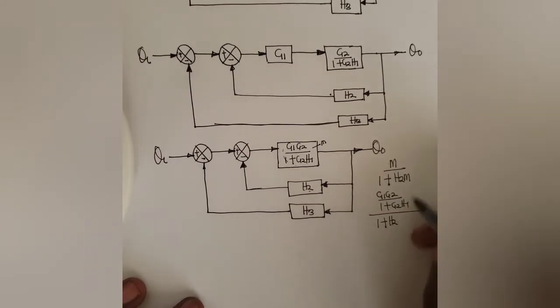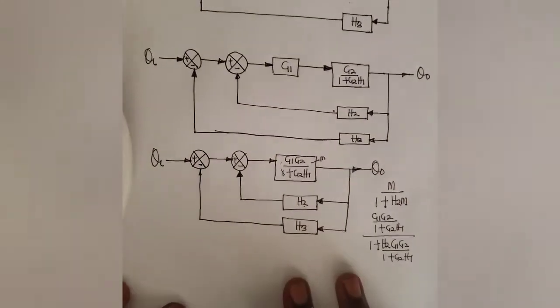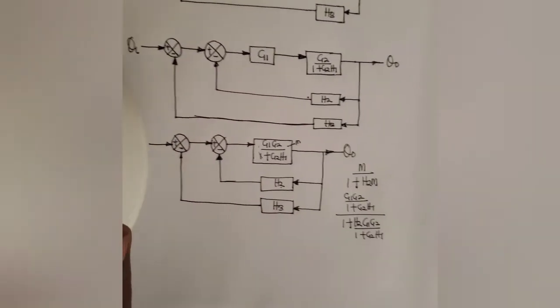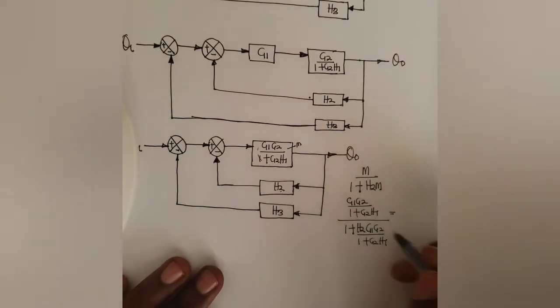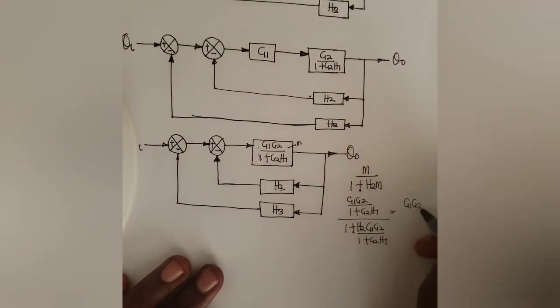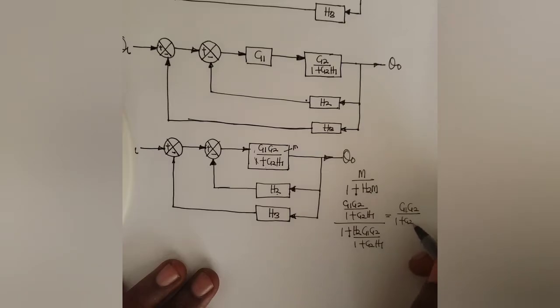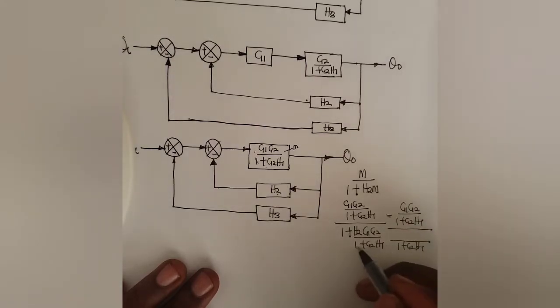Is still H2. And what is my M? M is everything, which is G1, G2 over 1 plus G2 H1. So from here now, I can easily simplify this and factorize. I will have G1 G2 all over 1 plus G2 H1 over, what's the LCM of this? 1 plus G2 H1 all over, now 1 in this is going to give me this times this.